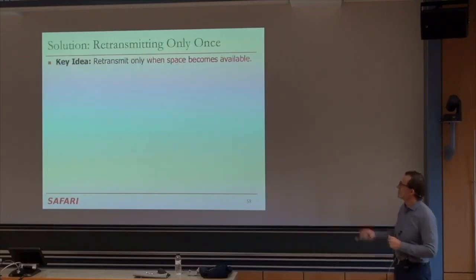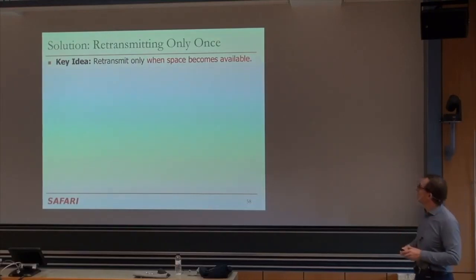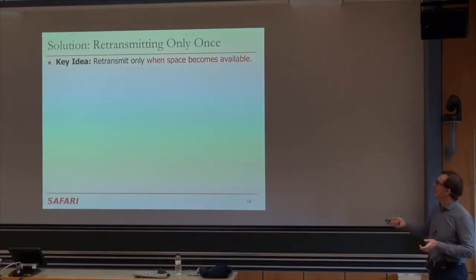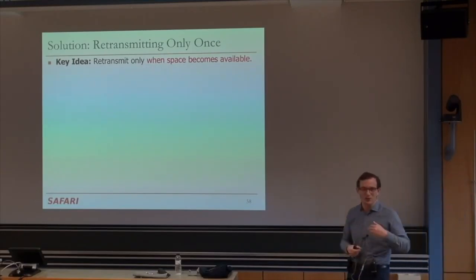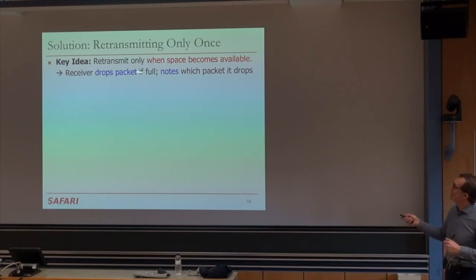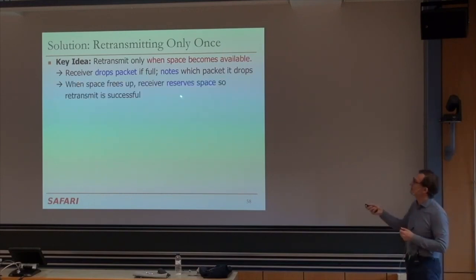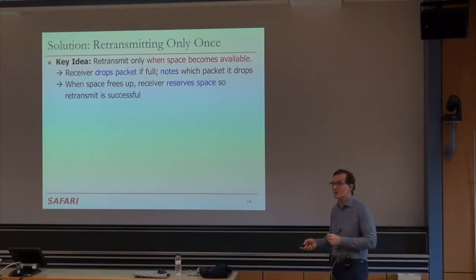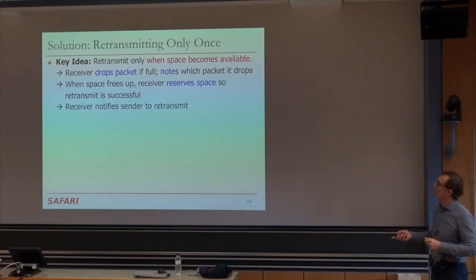So not good. So the idea in this work is to do retransmitting only once. So basically retransmit only when space becomes available. You're optimistic at first, unless you're proven wrong. So receiver drops the packet if it's full and notes which packet it drops. And when space frees up, receiver reserves the space so that retransmit is successful. So you only retransmit once. And then receiver notifies the sender to retransmit.